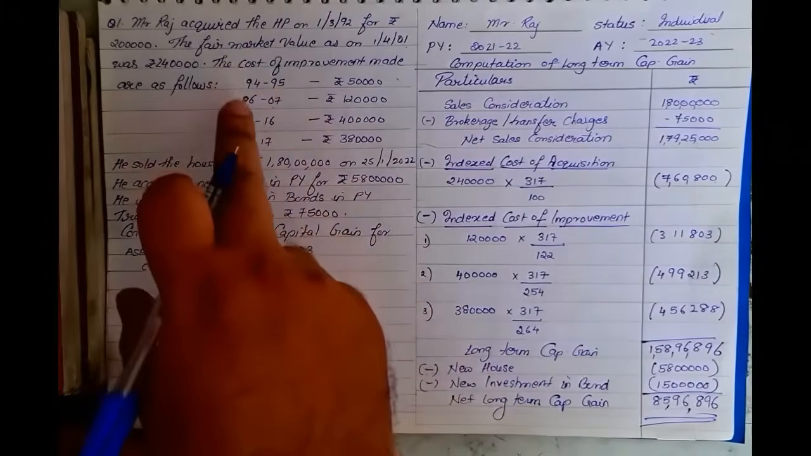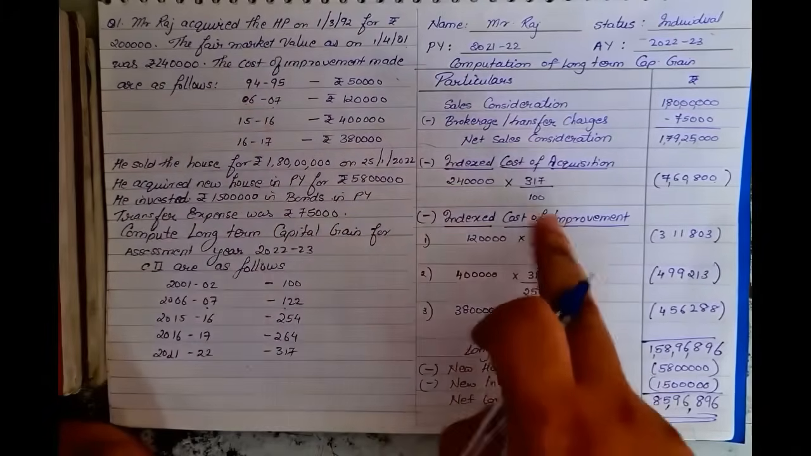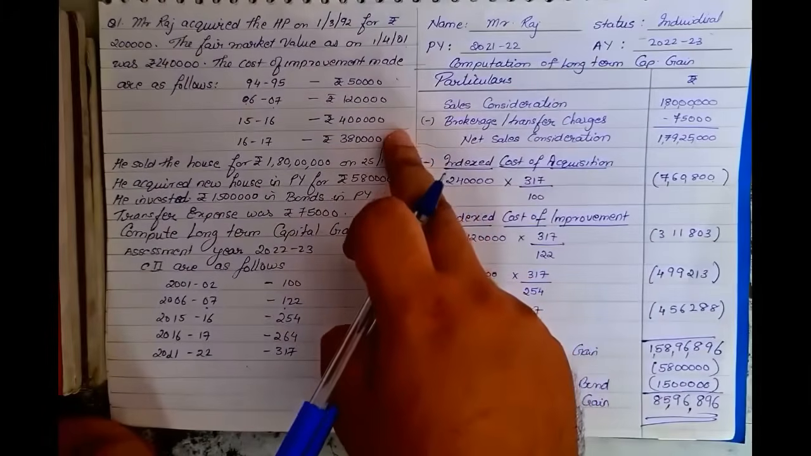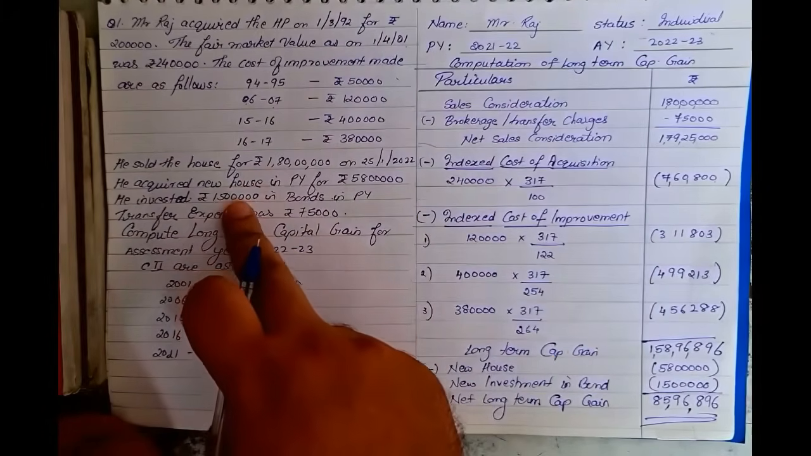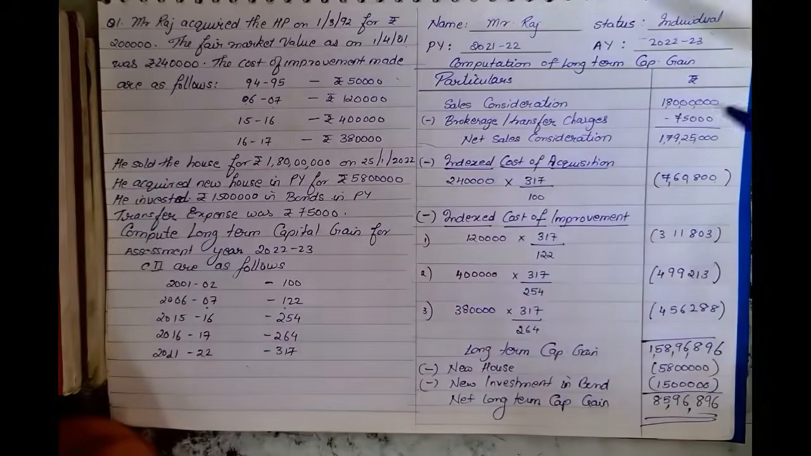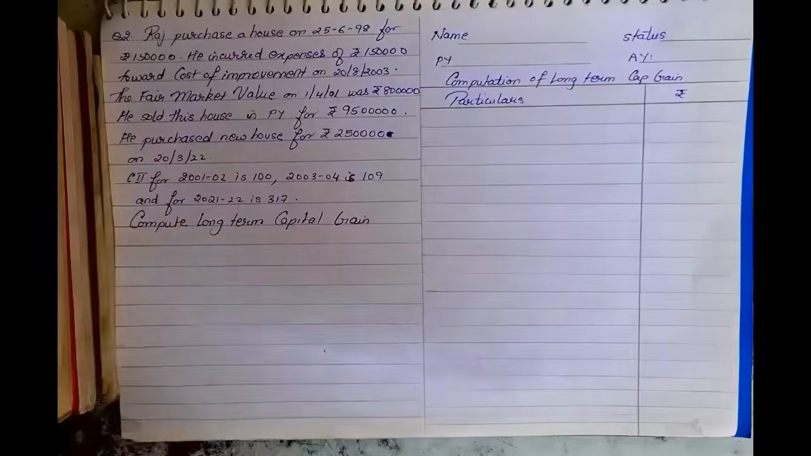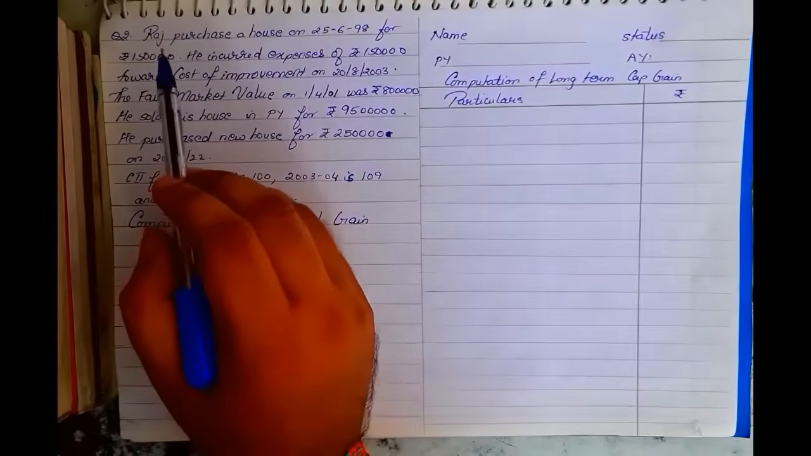So here we had cost of acquisition, cost of improvement, there were multiple, and also we had something which was purchased and some amount which was invested. This is how you need to solve the sum based on long-term capital gain. This was the first example. We'll be doing another example also. Okay, now let us see the next sum.